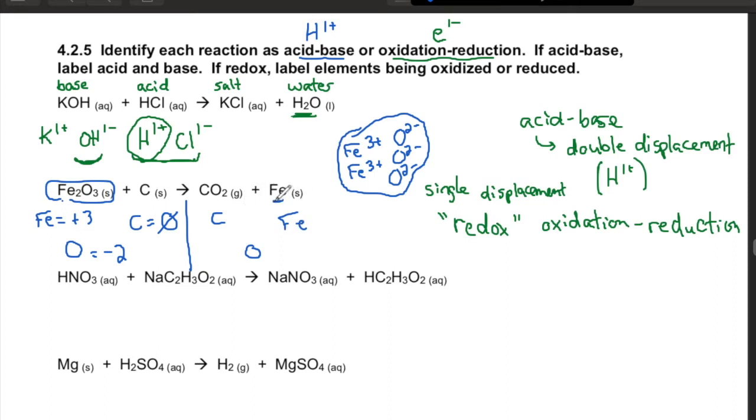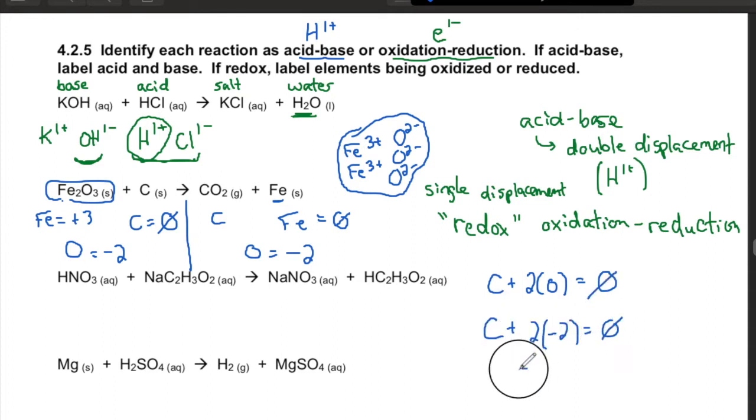Over here we have an element, iron, by itself with no charge, so iron has a 0 oxidation state. Oxygen has a -2 oxidation state. We did figure out carbon in carbon dioxide before, but let's review: the carbon and 2 of the oxygen add up to 0. The oxygen is -2, and so the carbon has to have an oxidation number of +4.